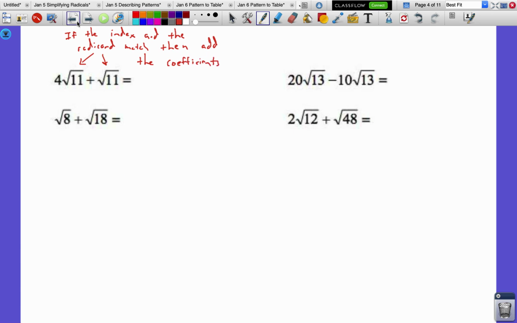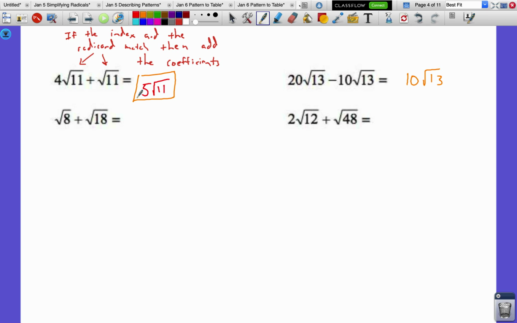So this is just like combining like terms. 4 root 11 plus 1 root 11, we can imagine there's an invisible 1 there, equals 5 root 11. The root 11 is just along for the ride. Just like how 4x plus x would equal 5x. 4 root 11 plus root 11 equals 5 root 11. Same thing happens here. The index is a 2, the radicands are both 13, so we can just do the 20 minus 10, and we get a 10 root 13.